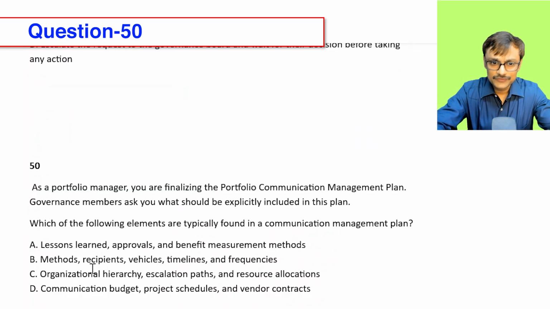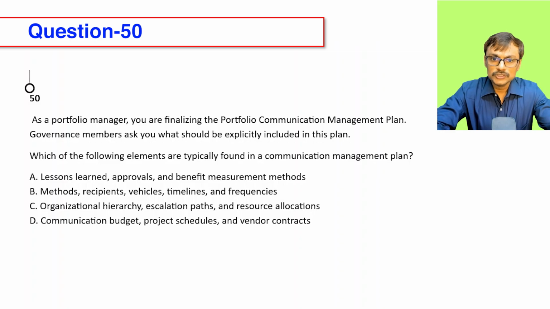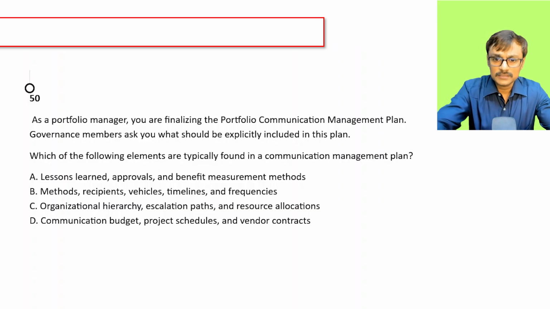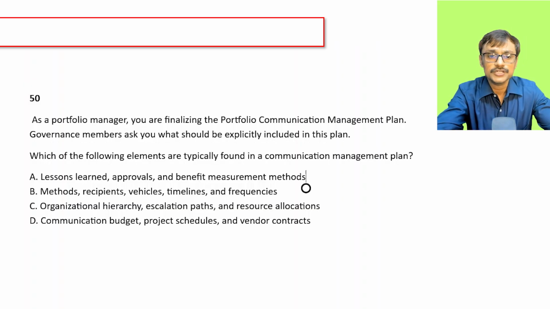Final question, question number 50. As a portfolio manager, you are finalizing the portfolio communication management plan. A governance member asks you what should be explicitly included in this plan. Which of the following elements are typically found in a communication management plan? As I said in my previous questions also, you can expect this kind of question for various artifacts relevant to each domain. So here you just need to find out, of many options, which one is expected to be present in a communication management plan. Lessons learned, approvals, benefits measurement are not about communication.